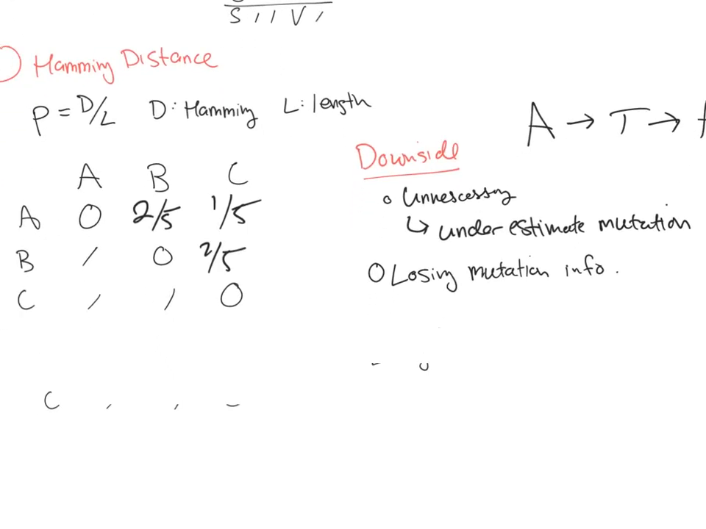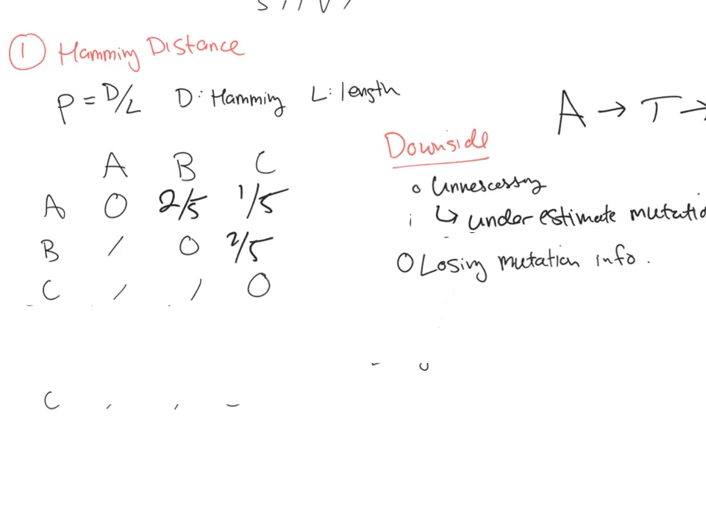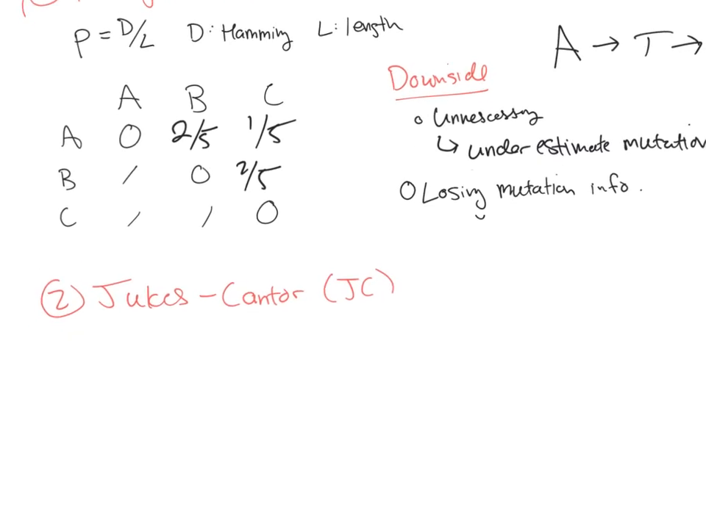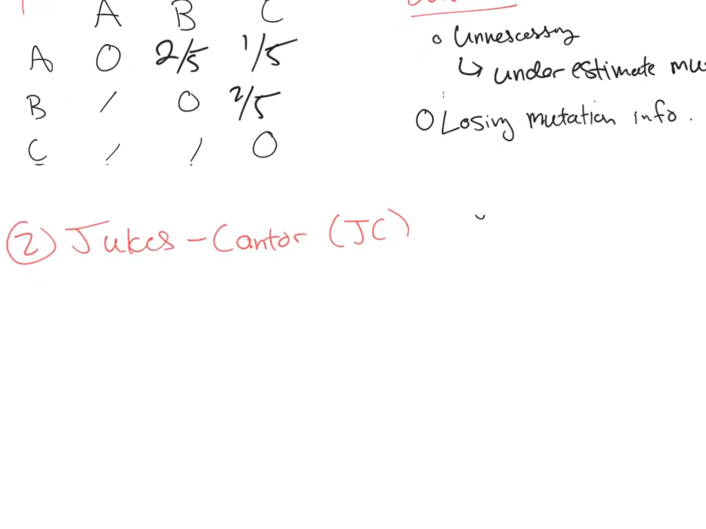So the first thing is that we're underestimating mutation. And there's a model that tries to fix that. Where did my notes go? Here they are. So the first model is called Jukes-Cantor, and it's often abbreviated JC. The principle that this relies upon is, let's imagine we have an adenosine. What can it do? It can mutate to a T, it can mutate to a G, and it can mutate to a C, or it also can stay the same. It can go in on itself.